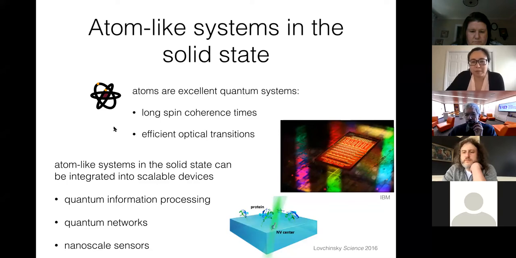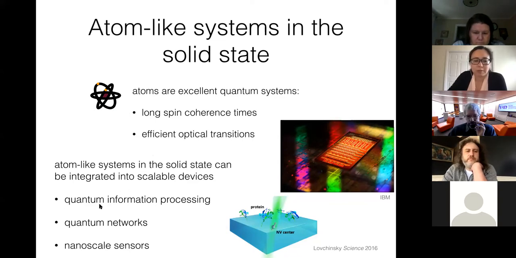My group, broadly speaking, is interested in looking at atom-like systems in the solid state. For the last several decades, there's been a lot of work on developing cold atoms as nice quantum systems because they have very long spin coherence times and efficient optical transitions that you can use to manipulate these degrees of freedom. So what most of my group is focused on is trying to realize these systems in the solid state, where you can imagine integrating these atom-like systems into scalable devices.